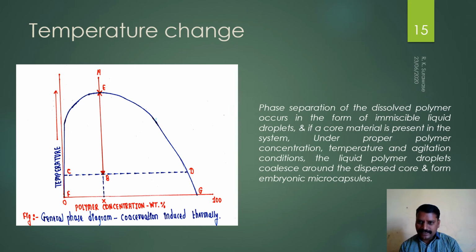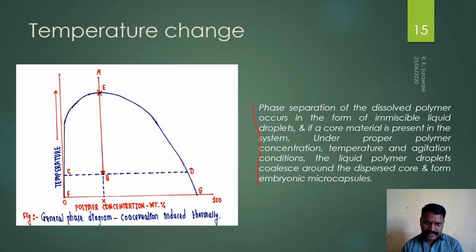You can see the basic three steps we'll discuss already: the formation of three immiscible chemical phases, then deposition of coating material around the core material, and rigidization or hardening of the microcapsule. Now, temperature change. Here is the temperature. We have to increase the temperature gradually and again decrease the temperature.